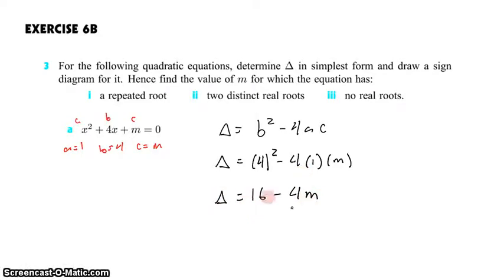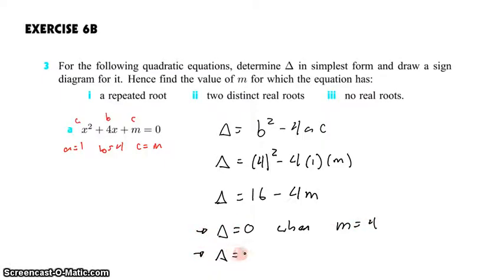Now taking a look, we can see that the critical value here is when m is 4. Because if m is 4, we get 4 times 4, that's 16, and 16 take 16 is 0. So the discriminant is equal to 0 when m is equal to 4.